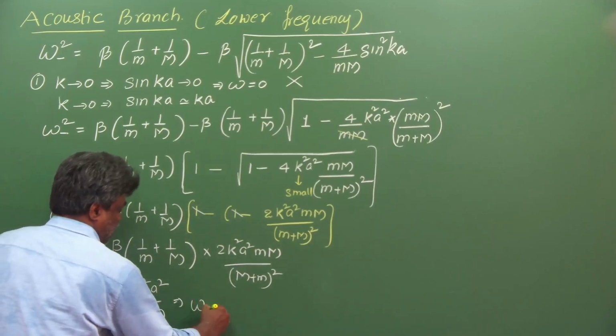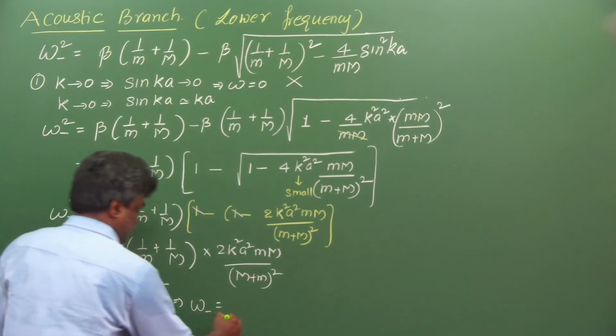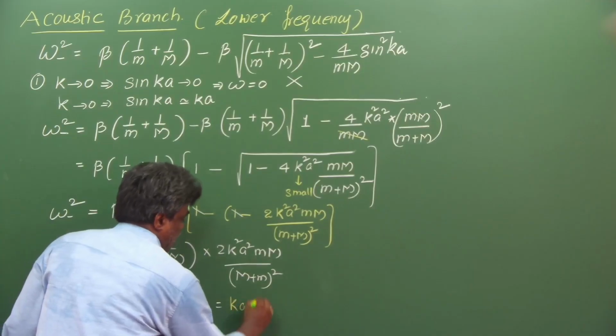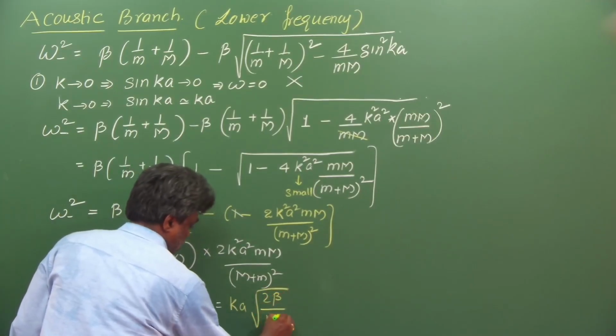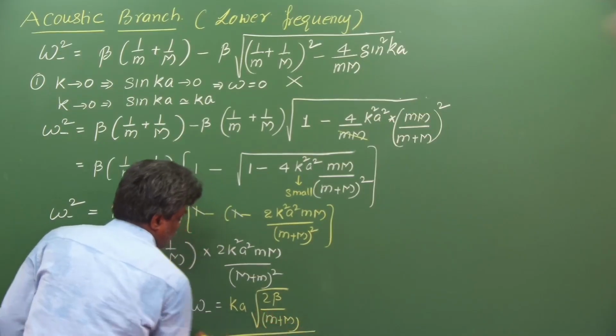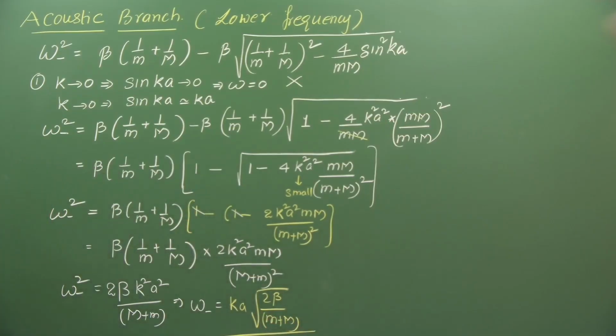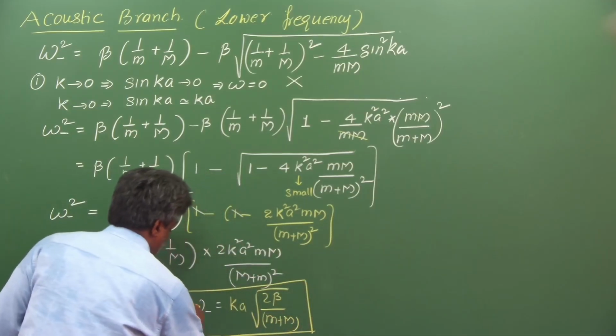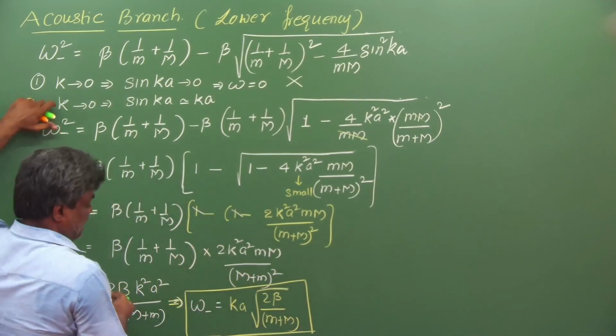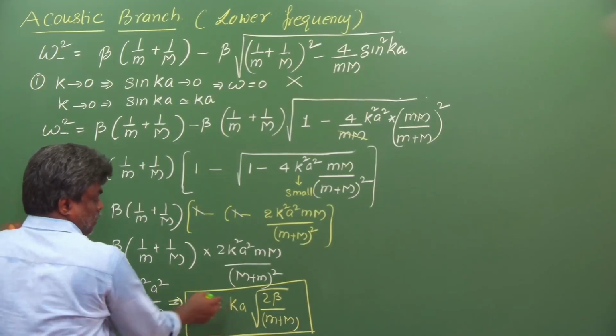And omega minus, final answer, you can write it as Ka under root 2β by (small m plus capital M). Oh, surprisingly, it depends on K. So, as it is approaching the origin, your omega value depends on K.